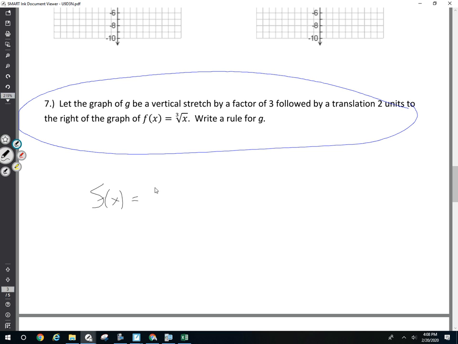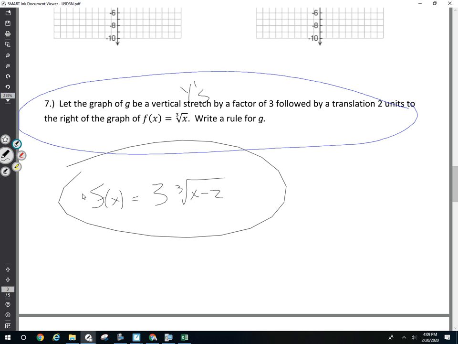If you are vertically stretching, that's the y's. You're not shifting, you're multiplying. If you're going 2 to the right, you'd be subtracting inside. This is my new function g.